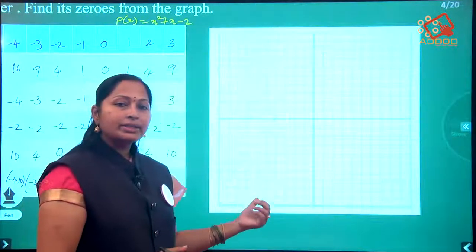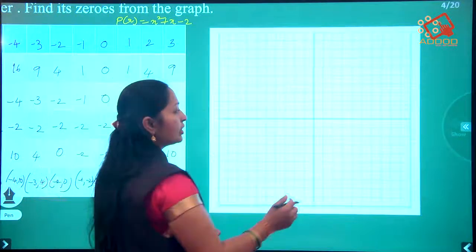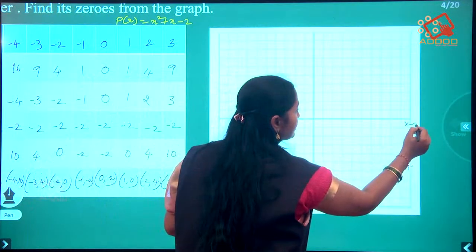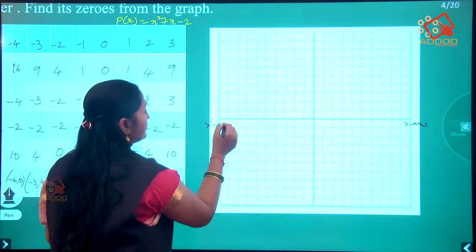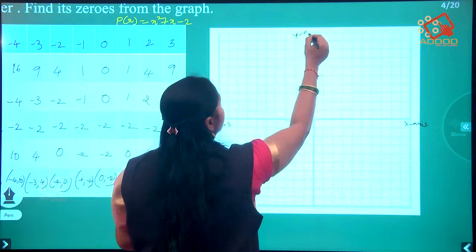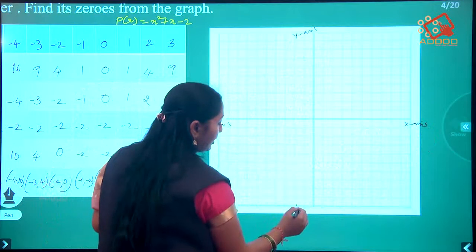We are going to represent these values on the x-axis. Now take this as the x-axis, x dash, y-axis and y dash.